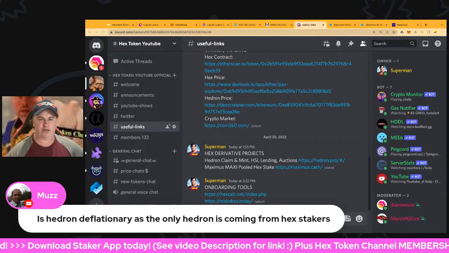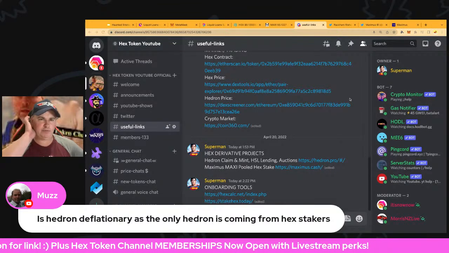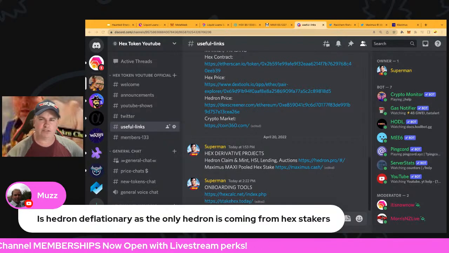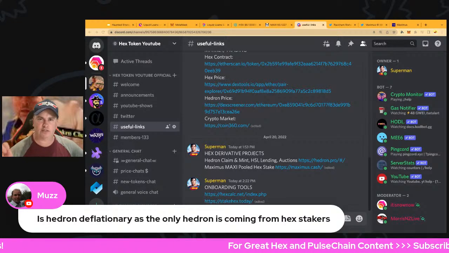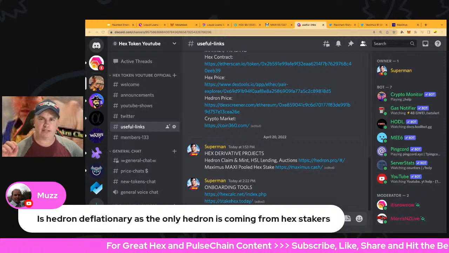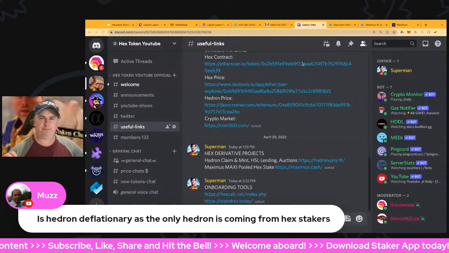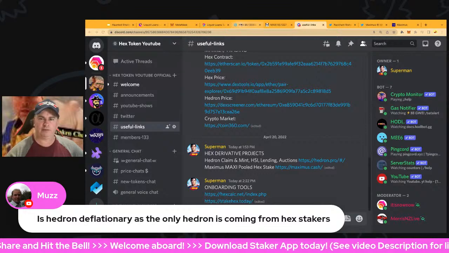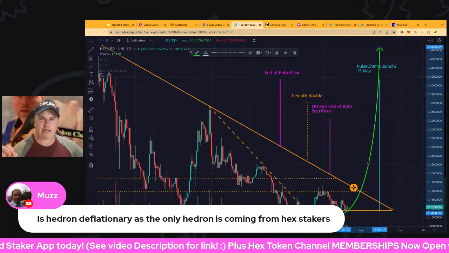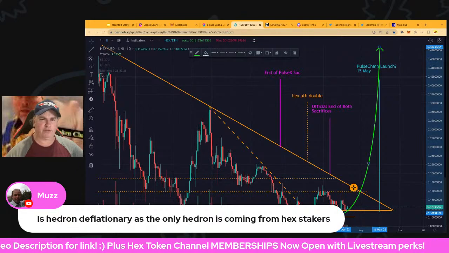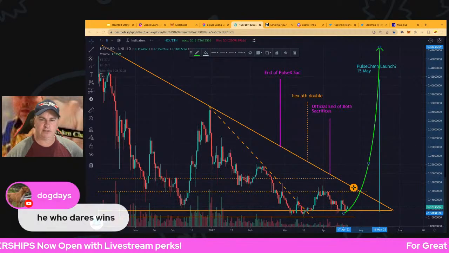Is Hedron deflationary, as the only Hedron is coming from Hex stakers? Yes, it is, Muzz. Hedron is deflationary, has burning mechanisms. I think there's two. There's definitely one, which is the auctions where loans go into default after 90 days, in other words, they don't pay them back. They can be pushed into the auction, and people can then bid on them with their Hedron, and the winning bid wins the stake, but the Hedron gets burned. But I think there's another mechanism for burning it. I'm not sure about that at this stage. Let me know in the chat if you're aware that Hedron's got a secondary burn function. I thought there was a secondary one, but I could be wrong.